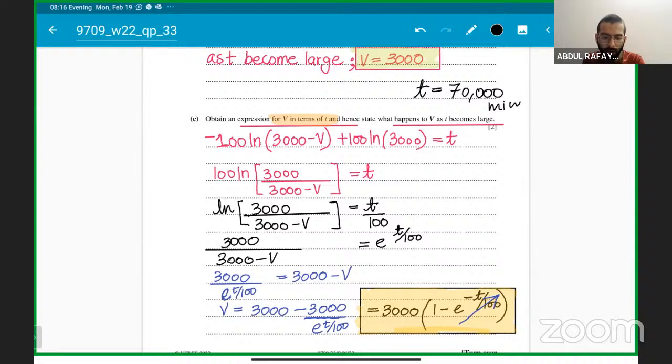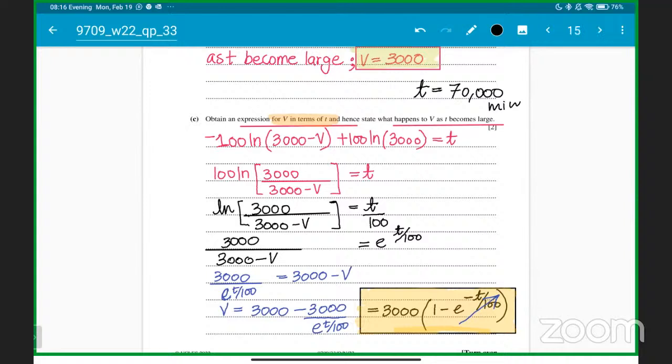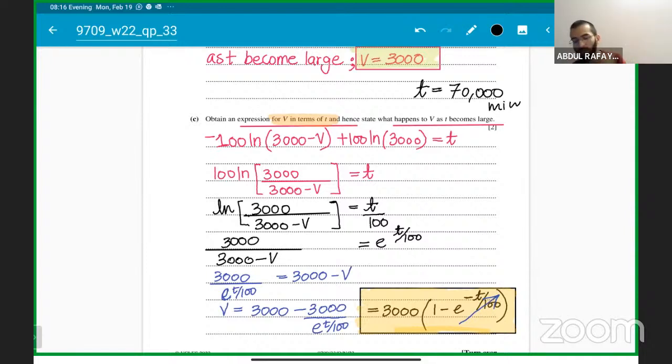So 70,000 divided by 100, 1 minus e power. See what answer is coming. Check in your calculator what answer is coming. 3000. You see? You can also take 1 lakh minutes, or 2 lakh minutes.